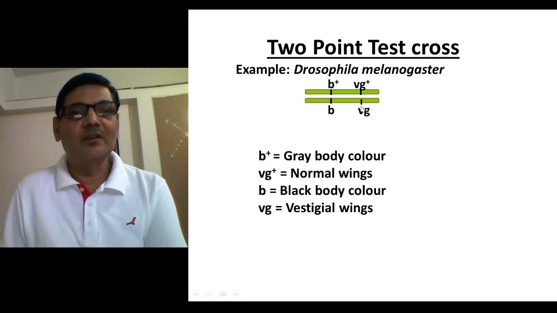Let us take this particular example, but here I am simply making you acquainted with the different symbols. B plus stands for gray body color. This small b stands for black body color. Vg plus represents normal wing structure, and Vg represents the vestigial wing structure.